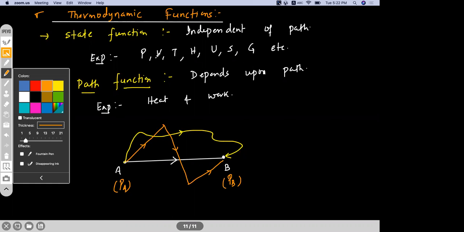It does not depend upon the path you are choosing. That's why these variables depend only upon the state of the system, at what position the system is. Based on that we have the values of pressure, volume, temperature, enthalpy and so on. But heat and work depend upon what path you are choosing. Hence, these two are path functions, and this is the state function. Clear?